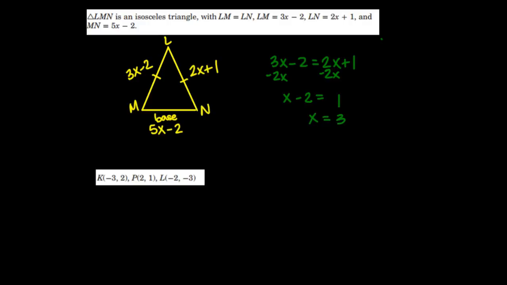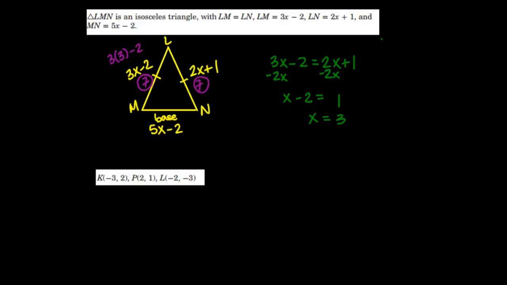All right, so when x is 3, how long are these sides? So I have 3 times 3 minus 2. So 9 minus 2 is 7. So I have 7 for this side. I should get 7 for LN. Let's see if I do. 2 times 3 is 6 plus 1 is also 7.